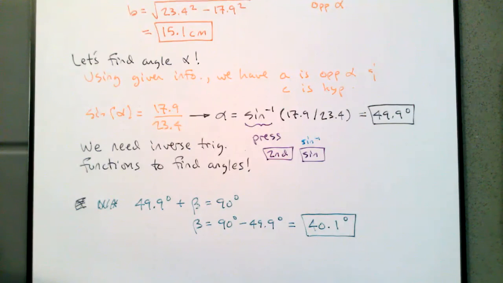So the answer to use, whether it's 49.9, 49.8, or 50, depends on what I asked for as far as the rounding goes. So if I said round to the nearest degree, then you'd say 50 degrees. But if I said round to the nearest tenth of a degree, you'd round it to 49.9.